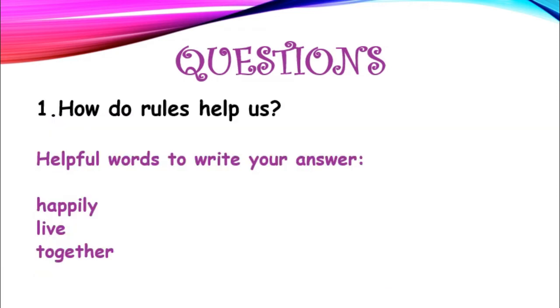Question number 1 is, how do rules help us? Well, students, we have already read that people like to live together. They like to spend time with their friends and family. And to have a good time with our friends and family, we need to follow some rules. I think now you can write your answer in your own words. Here are some helpful words to write your answer. Words like happily, live, together. Now write your answer in your own words.